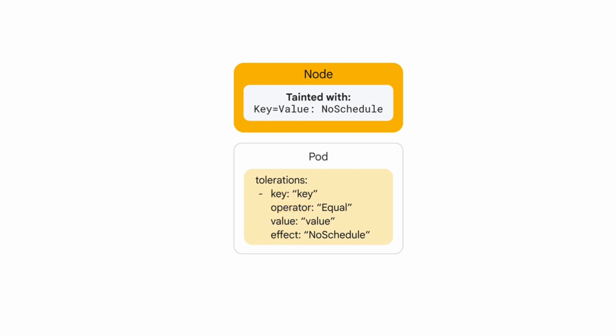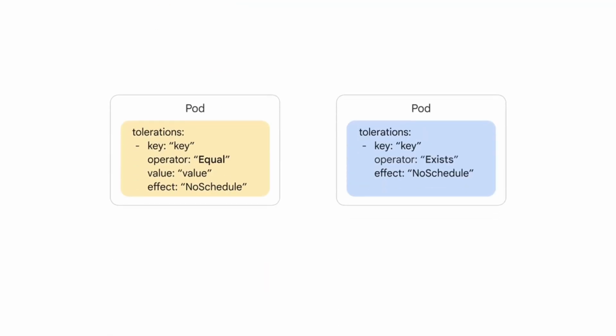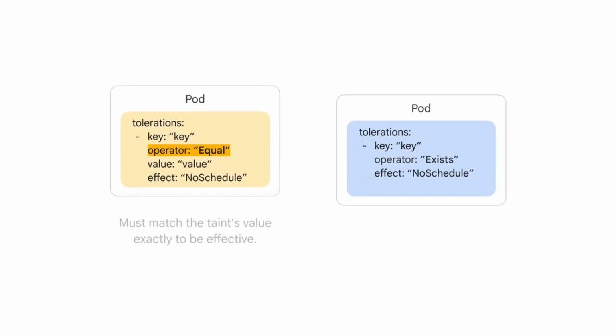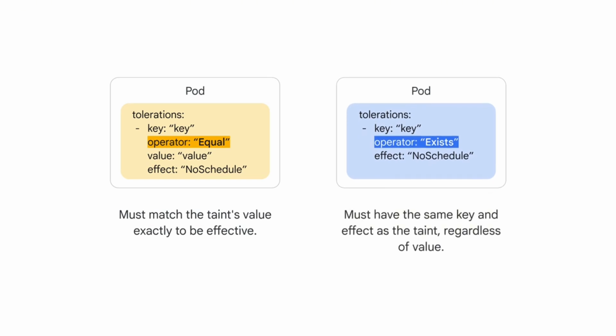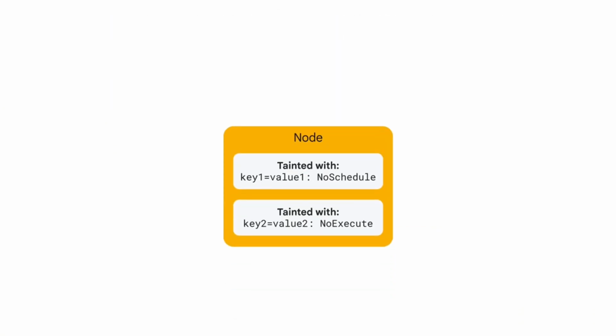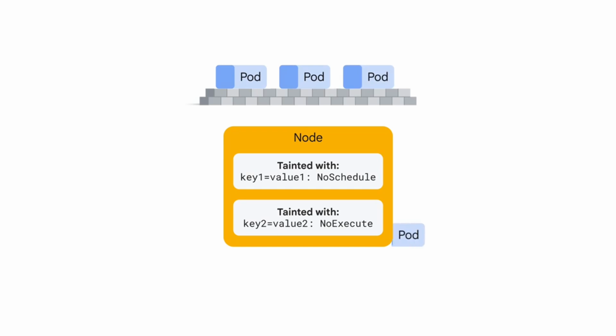A pod can only override a taint if its toleration has the same key, effect, and passes the value check using its operator. If a toleration's operator is equal, its value must match the taint's value exactly to be effective. If a toleration's operator exists, it only needs to have the same key and effect as the taint, regardless of value. And if multiple taints are applied to a node, new pods will be prevented from landing on the node and running pods will be evicted.